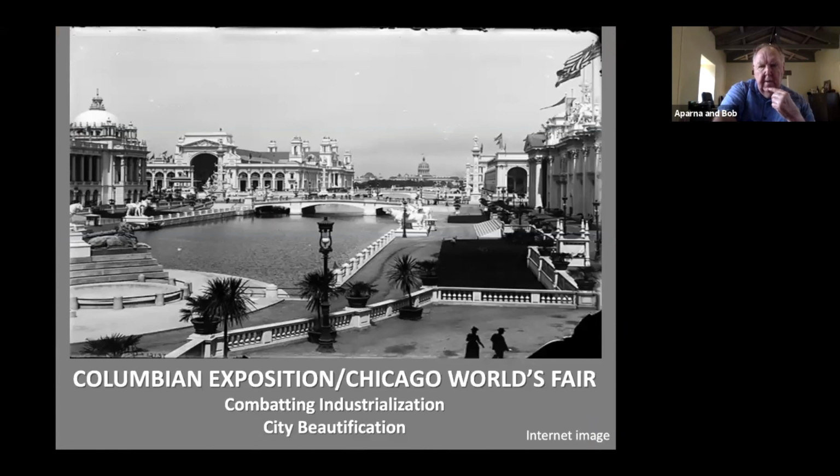About that time, they were planning for the Columbian Exposition in Chicago, commonly called the Chicago World's Fair that Aparna mentioned. And the underlying motivation there was a way to handle the harshness that industrialization was imposing on American citizens, feeling that a beautiful city and exposure to the arts would not only give our citizens a nicer place to live, but would make their actions a little more refined. And this was the beginning of the city beautification movement.